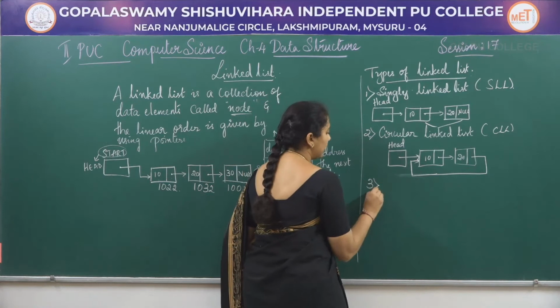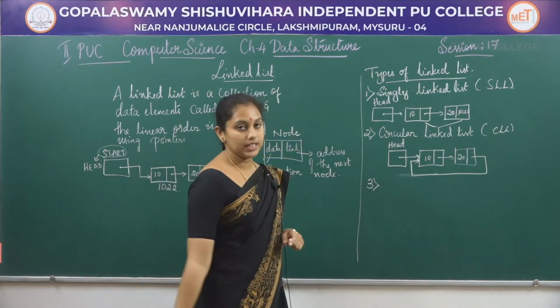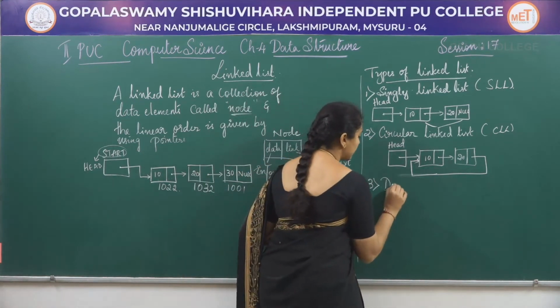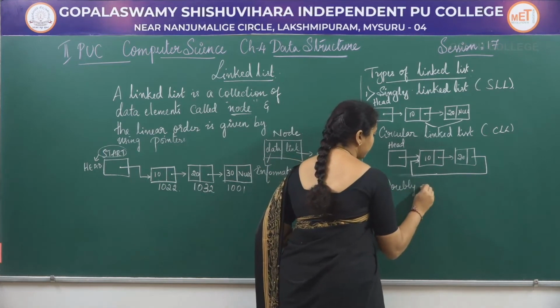The next type of linked list is the doubly linked list. What is a doubly linked list?